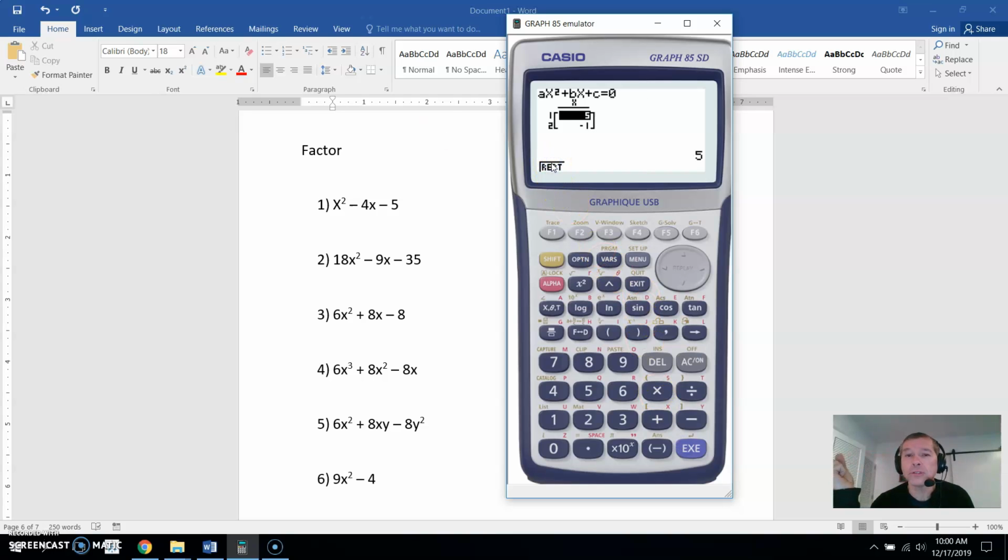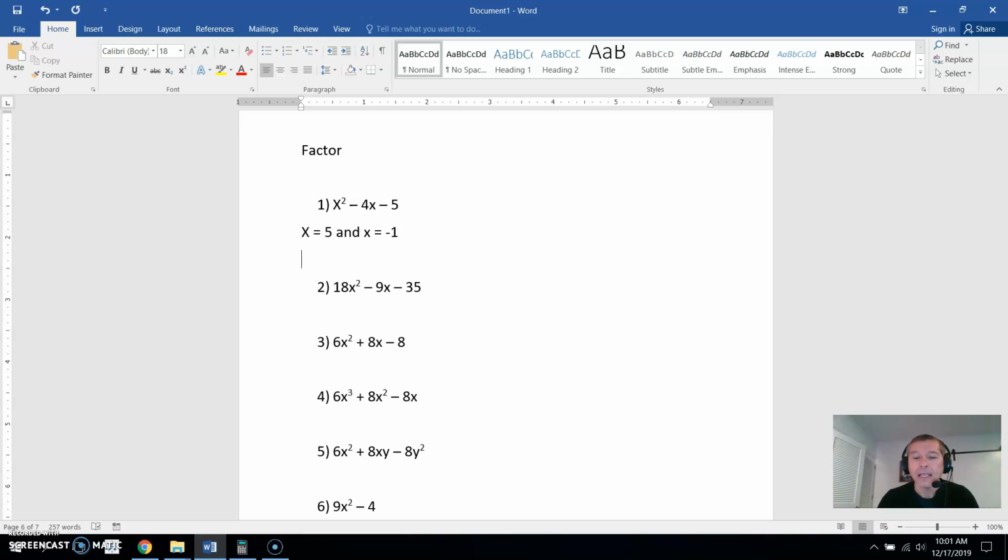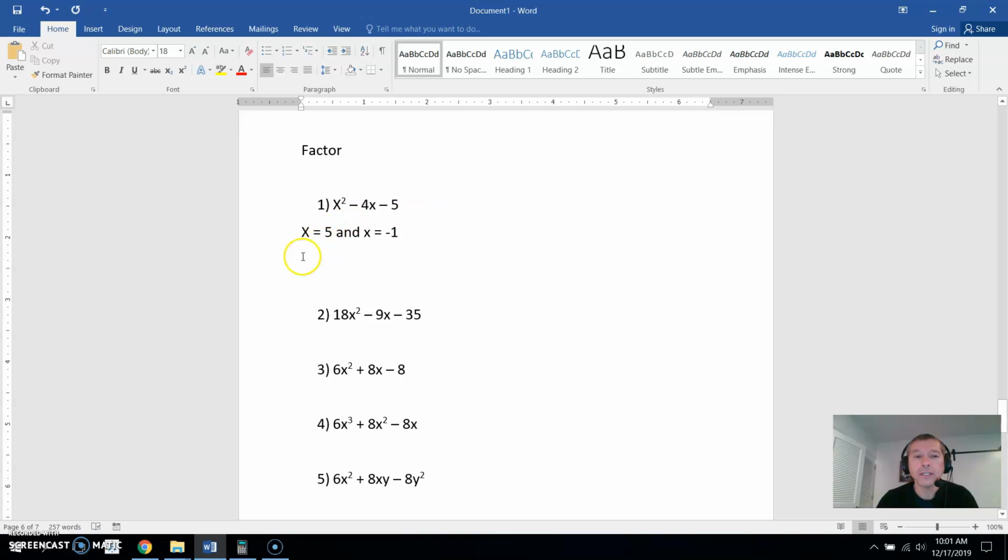Now, those are the solutions, and sometimes they want the solution, like if this said x squared minus 4x minus 5 equals 0, those are your solutions, x equals 5 and x equals negative 1. But we want factors. So right now, let me write down the two solutions, x equals 5 and x equals negative 1. Now, that's not your factors yet. That's your solutions, not your factors.